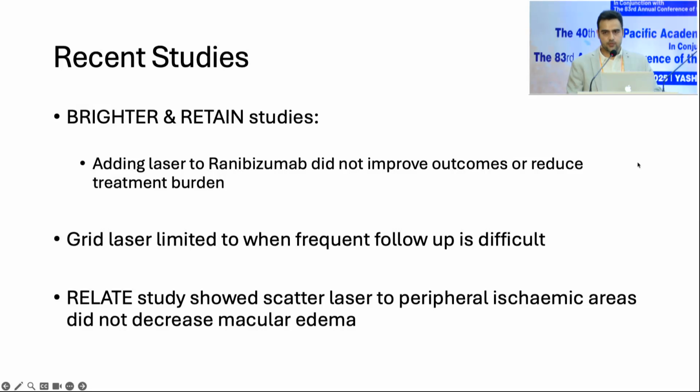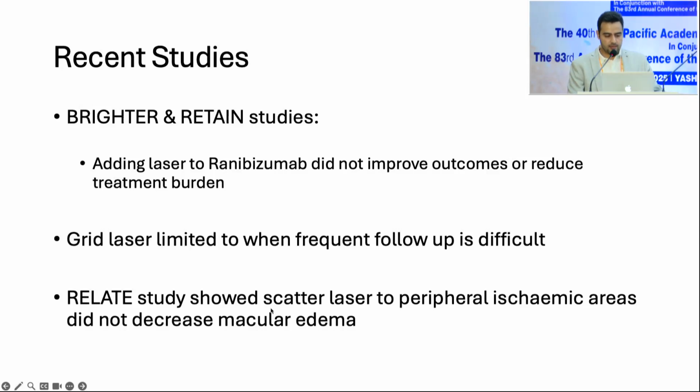The recent studies which have been done are the BRIGHTER and the RETAIN studies. They added laser to ranibizumab to see whether there is a chance of decrease in the amount of anti-VEGF, although in their study they did not improve outcomes. But in our practice we usually laser in cases where there is persistent macular edema, and the amount of anti-VEGF that we have to give is usually lowered in these cases. So grid laser is limited now to when frequent follow-up is difficult, as we've already talked about.